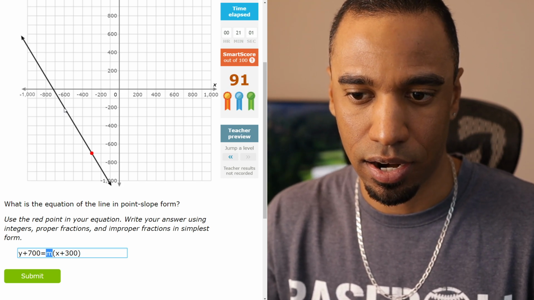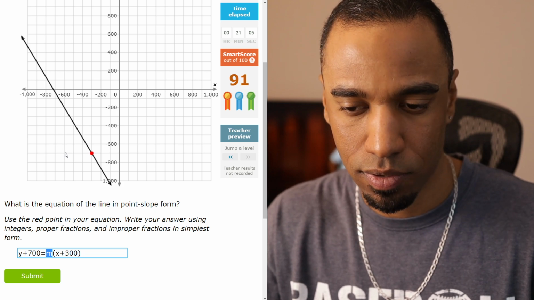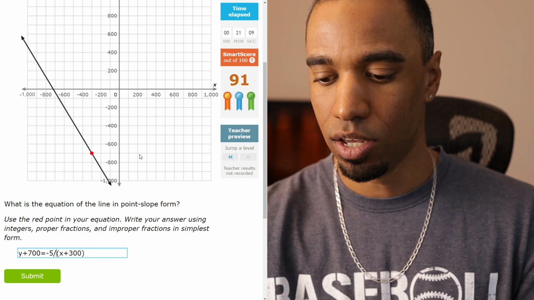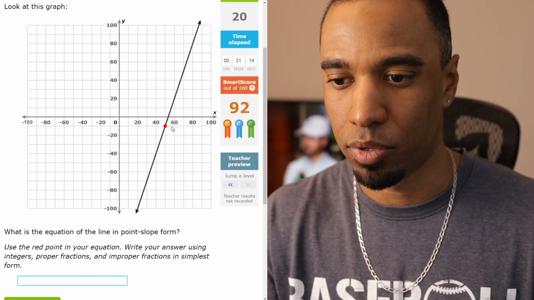Looks like right here. So I can go down 1, 2, 3, 4, 5, and over 1, 2, 3. That slope is negative 5/3. Good, a little bit of an actual little challenge there. That's kind of what I'm looking for.